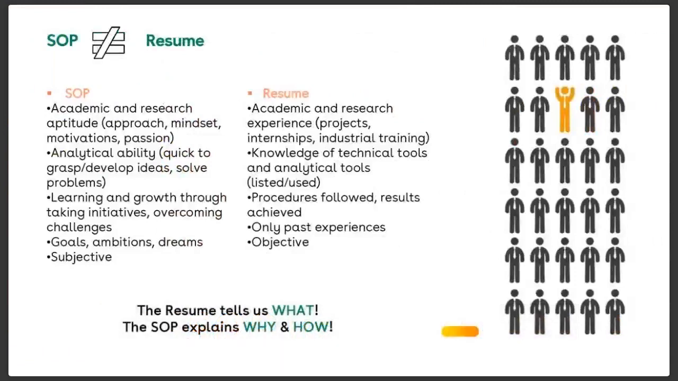An SOP is academic and research aptitude, whereas a resume is academic and research experience. What it basically means is aptitudes are your approach, mindset, motivation, passion. Experiences are your projects, internships, industrial training. SOP is analytical ability, quick to grasp, develop ideas, solve problems, whereas a resume is knowledge of technical tools and analytical tools. Learning and growth through taking initiative and overcoming challenges comes under SOP, whereas a resume is procedures followed and results achieved.